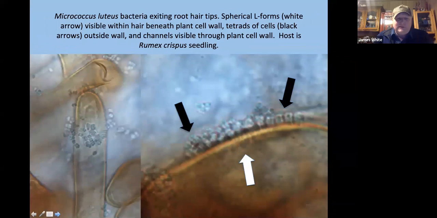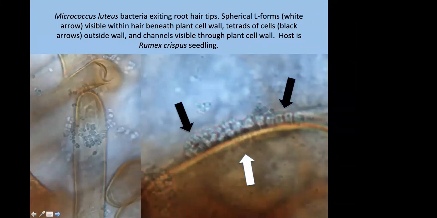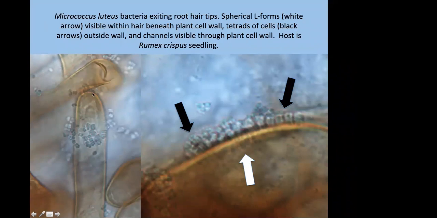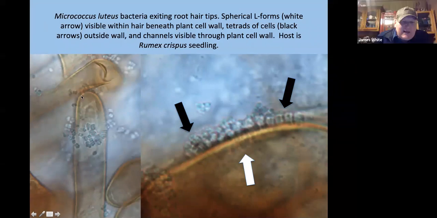dandelion cells, root cells. So what happens is the root hairs will actually eject those microbes out of the tips of the hairs as those hairs elongate. And so this to the left here, you can see a root hair on that Rumex crispus again, or that curly dock. And you can see the tip there. You see all these little tetrads actually forming at the surface. And you can almost see little channels through that wall.